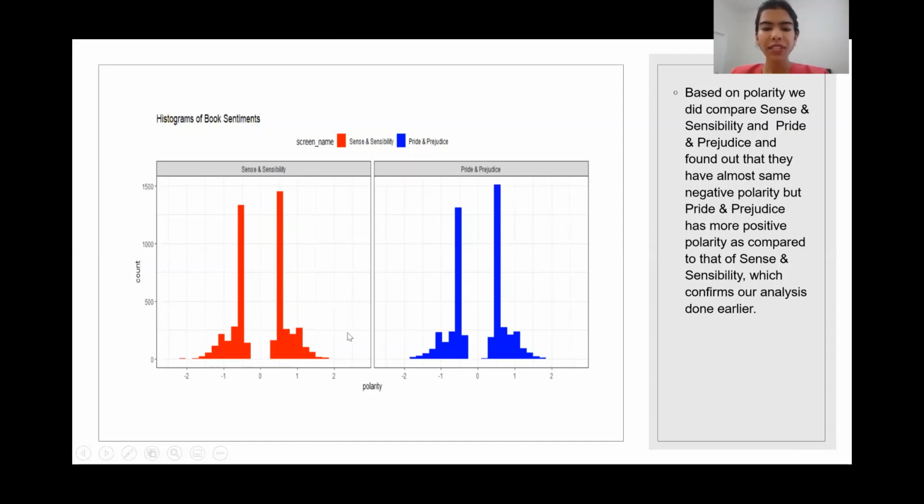So here we can see that in terms of the positive words, Pride and Prejudice is dominating Sense and Sensibility by a good amount of count, while in terms of negativity, they are somewhat on the same page. So this was visualized with the help of a histogram, as we know that a histogram is one of the most used graphs to understand the bins and the frequency of a particular concept.